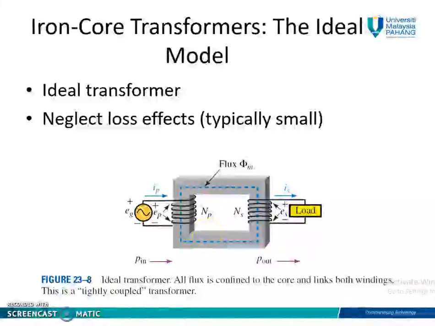The ideal model of the iron core transformer. This is the ideal transformer, which neglects the loss effects, which are typically small. So this is the figure for the ideal transformer. All the flux is confined to the core and links both windings. This is called a tightly coupled transformer.